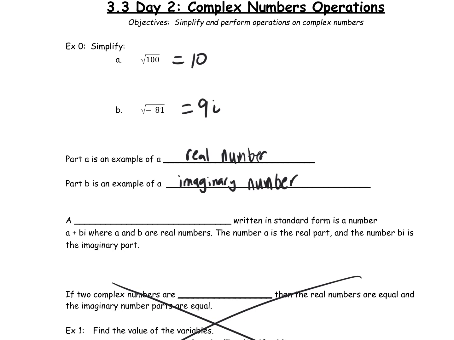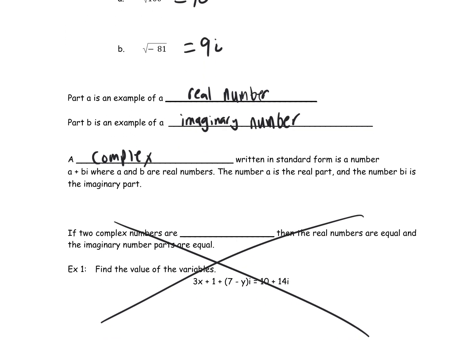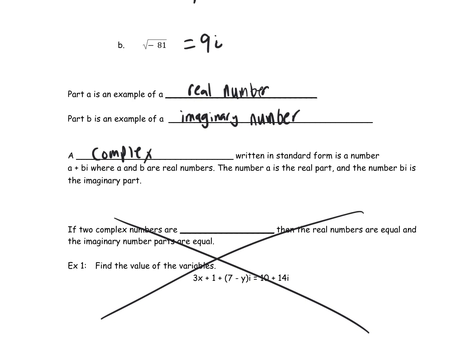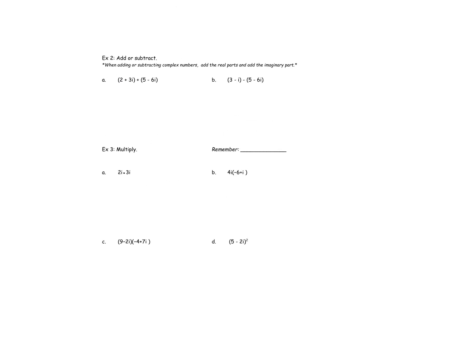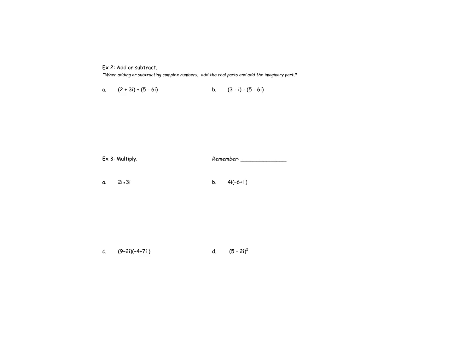Now, a complex number is written in standard form as a number a plus bi, where a and b are both real numbers, and the number a is the real part, number bi is the imaginary part. So complex is bringing together a real number with an imaginary number. Now, this part at the bottom, we don't need to go over. It's not going to be tested or quizzed over, so we're skipping it for Algebra 2.